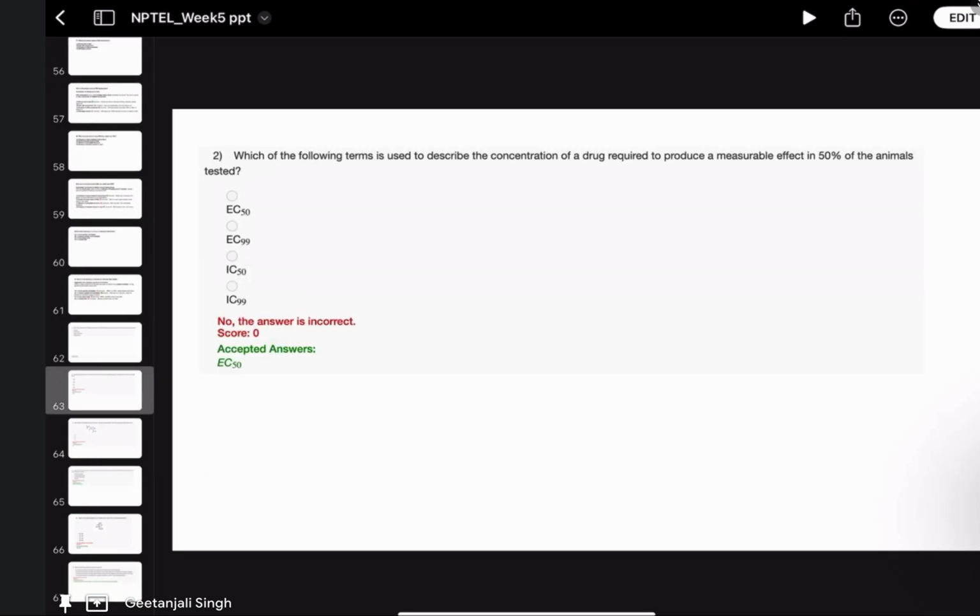The second question was, which of the following terms is used to describe the concentration of a drug required to produce a measurable effect in 50% of animals tested?